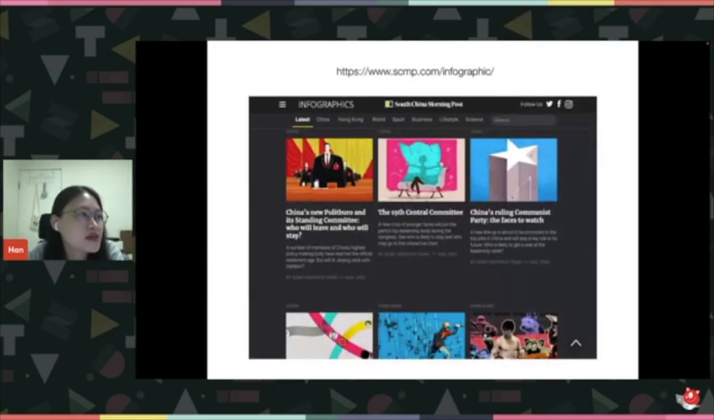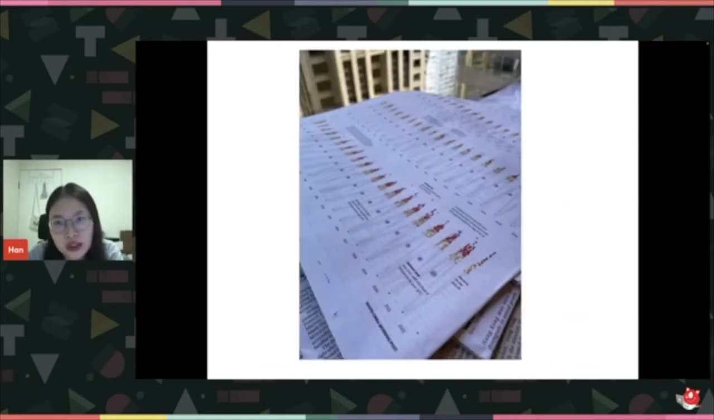Some of you may not have seen our work before. This is the online website, including all the digital graphics we have published recently. Feel free to take a look. We are not only working on online projects, we also create a full page of data visualizations or other graphics in newspapers. So this is a small example.